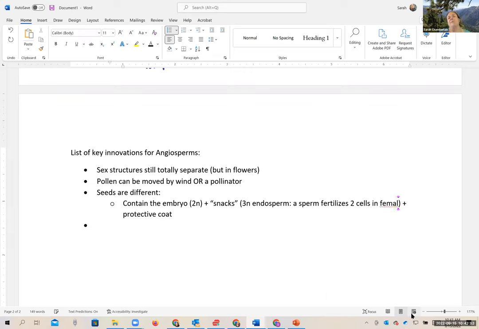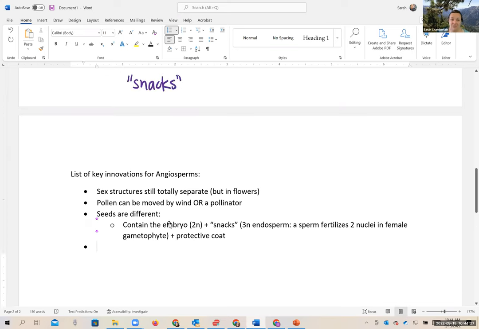Do I want to call it the female gametophyte? Yeah, I do. Right? So that endosperm comes from a sperm fertilizing two of the, I shouldn't say cells, they're technically nuclei, in the female gametophyte. Yeah, and that's what produces the endosperm. Okay, and the protective coat. But now we've got our fruit.